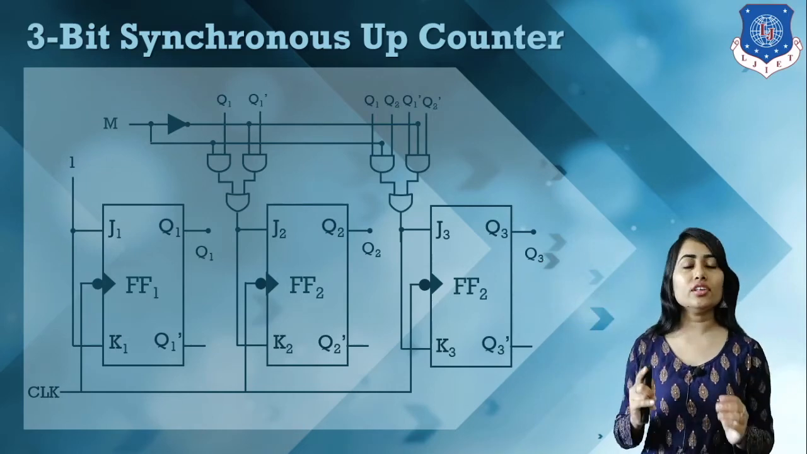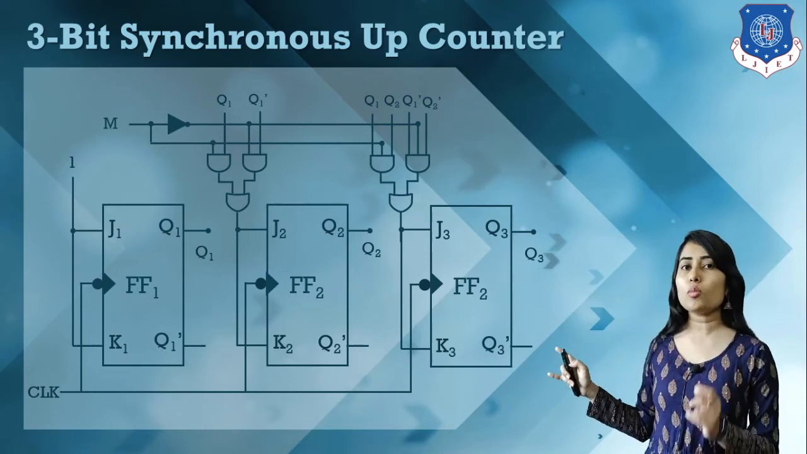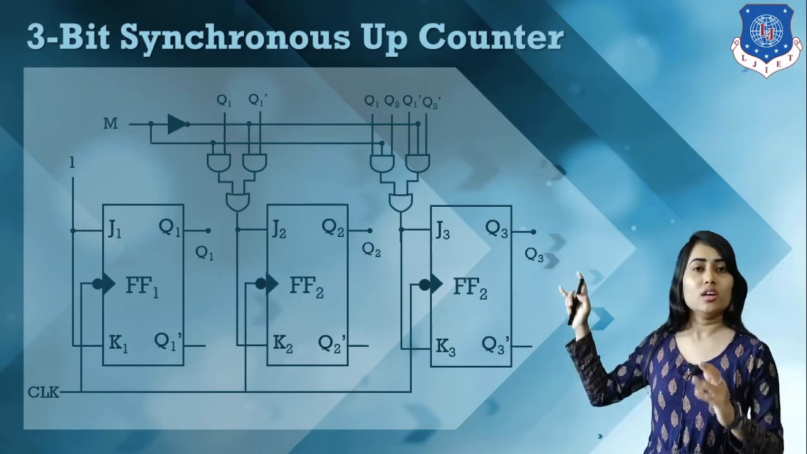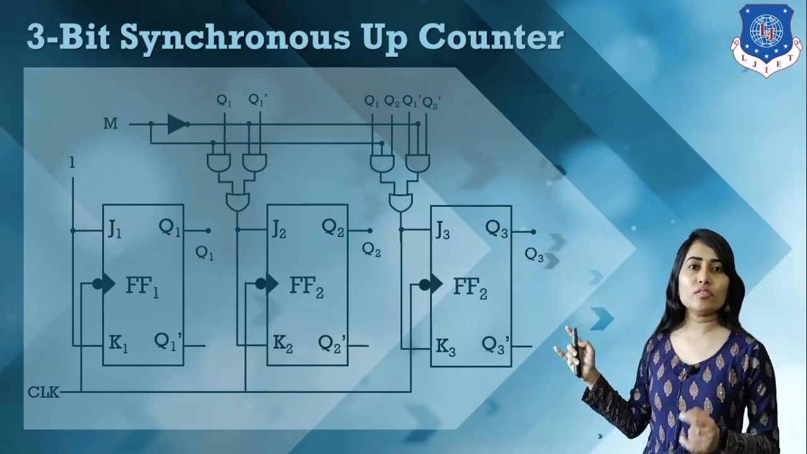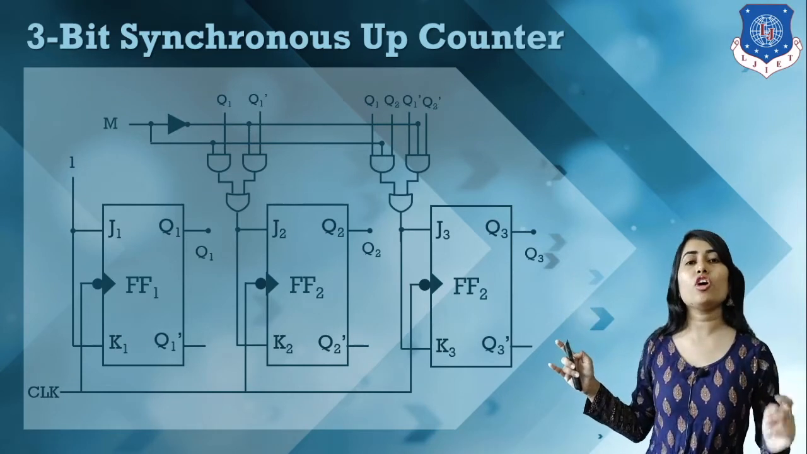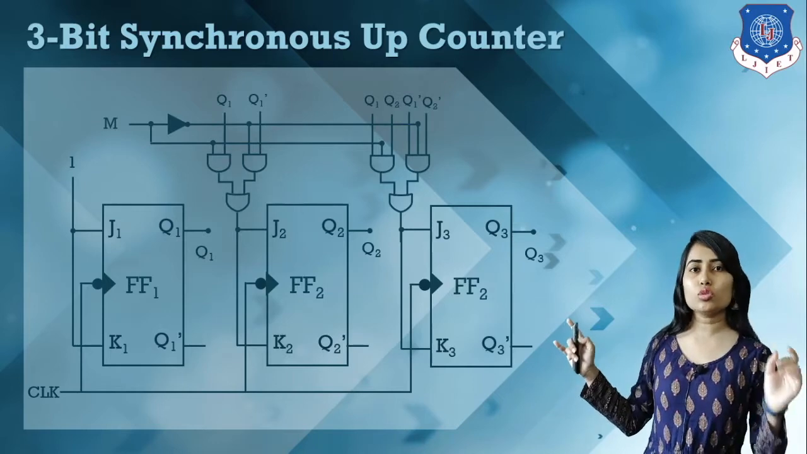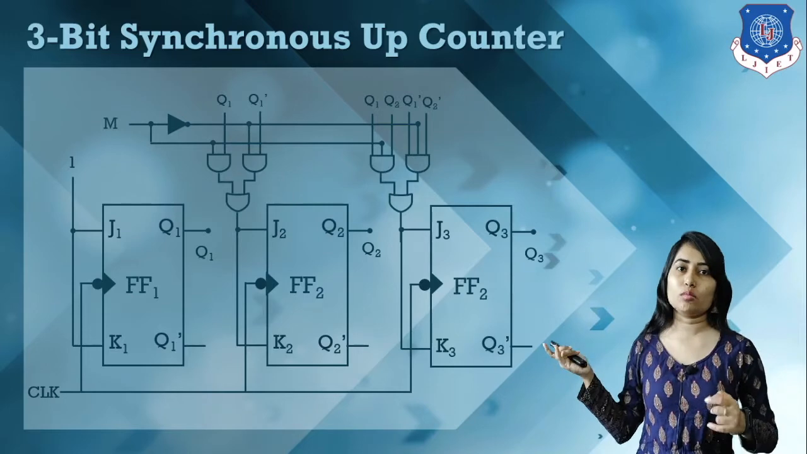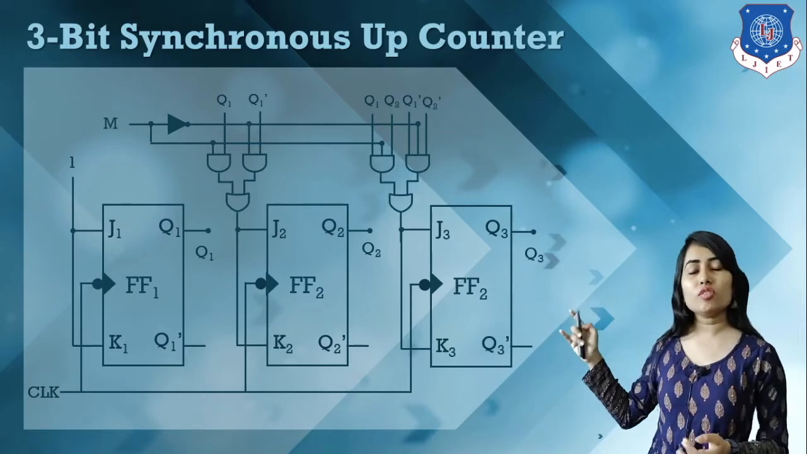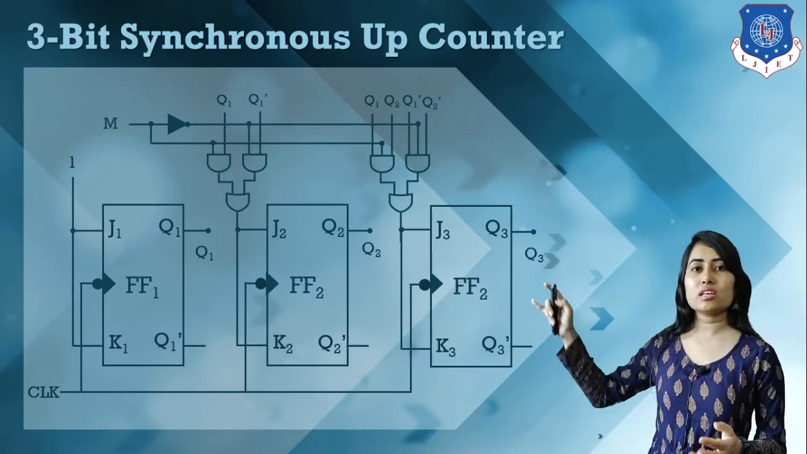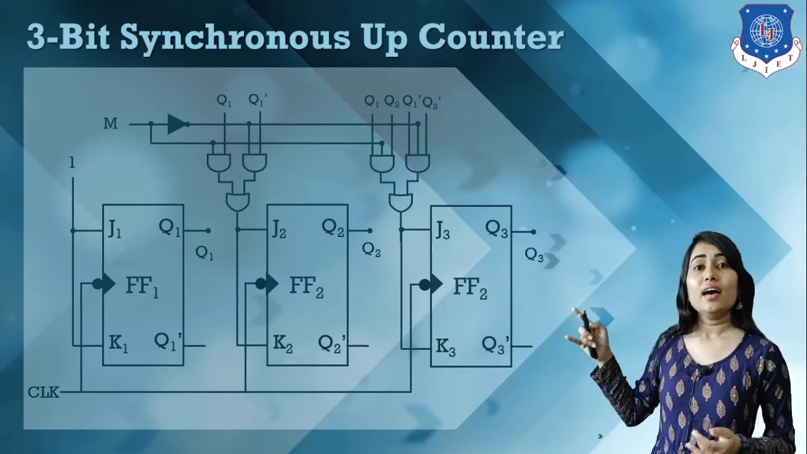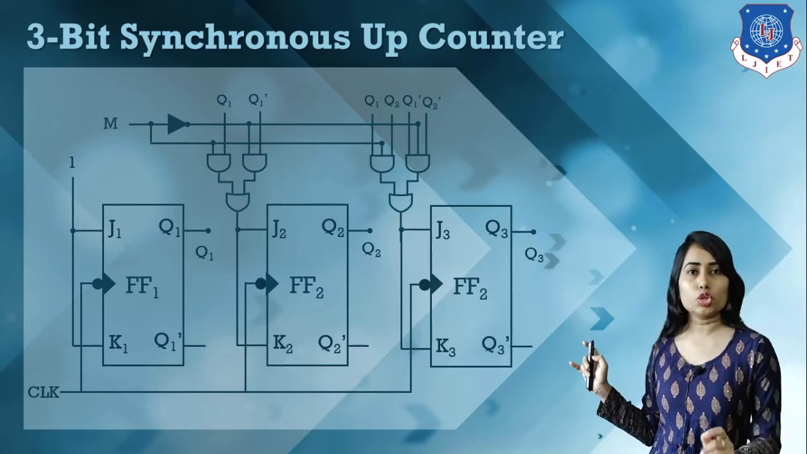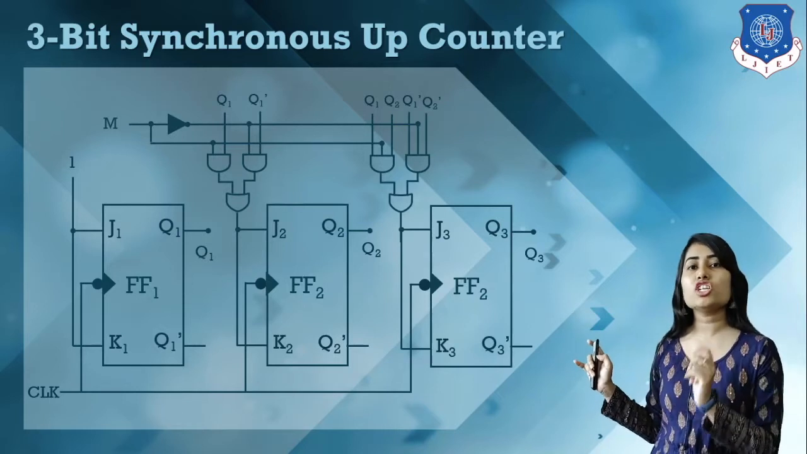In the first flip-flop we apply the input J1 K1 is equal to 1. These input values are what we calculated previously for up and down counting. So using these equations we can draw the logical diagram. In the first flip-flop we apply J1 K1 is equal to 1. Then in the second flip-flop we have M into Q1 plus M dash into Q1 dash.